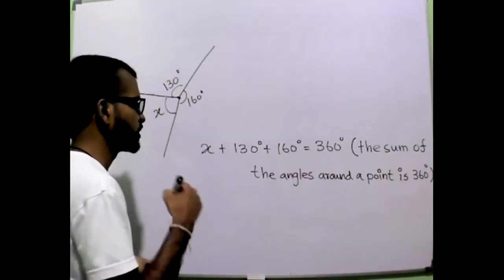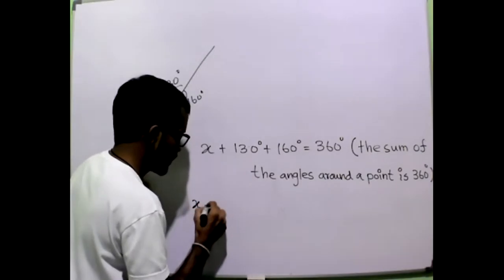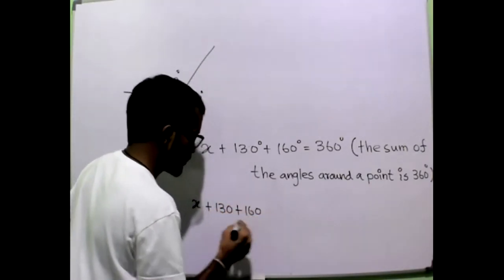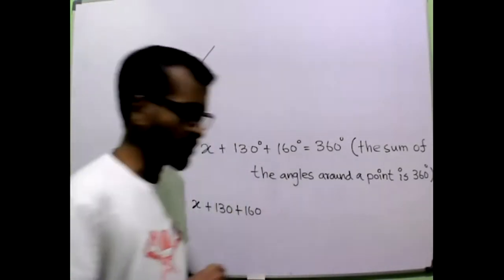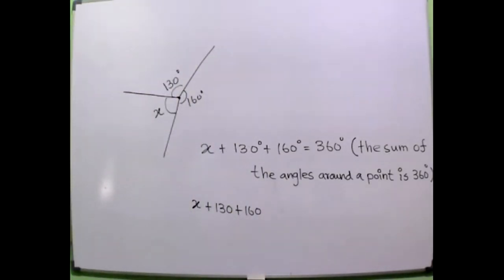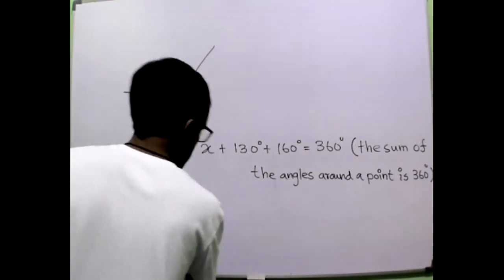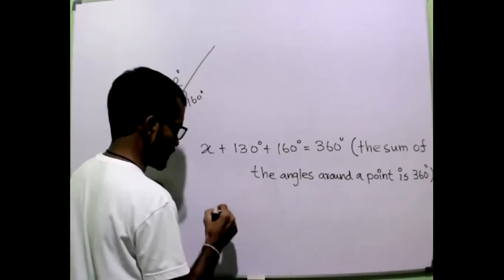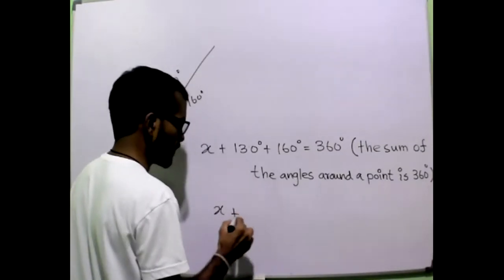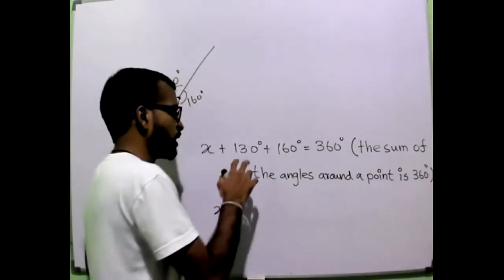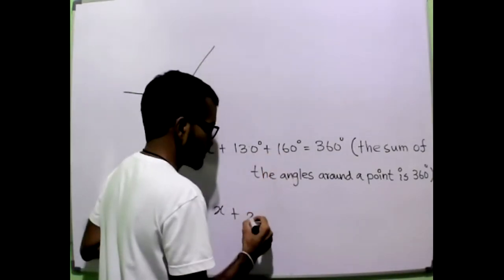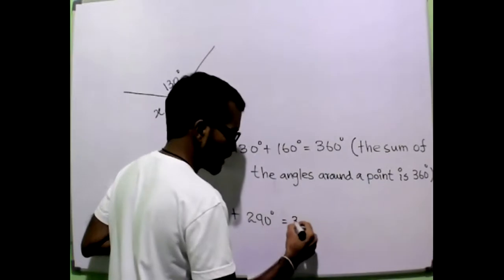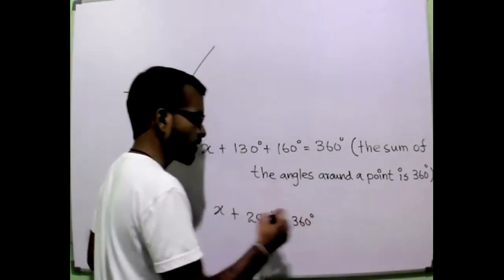Now you can find what x is. I'm rewriting it, so no need to do that again. You have to go for similar things. This is what you have to find, x, the unknown term. 130 plus 160 is 290, equals 360. I think you are familiar with this.